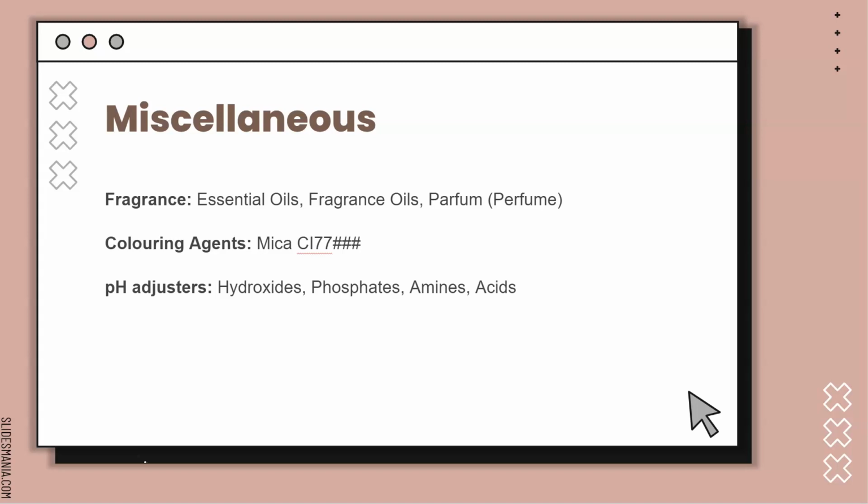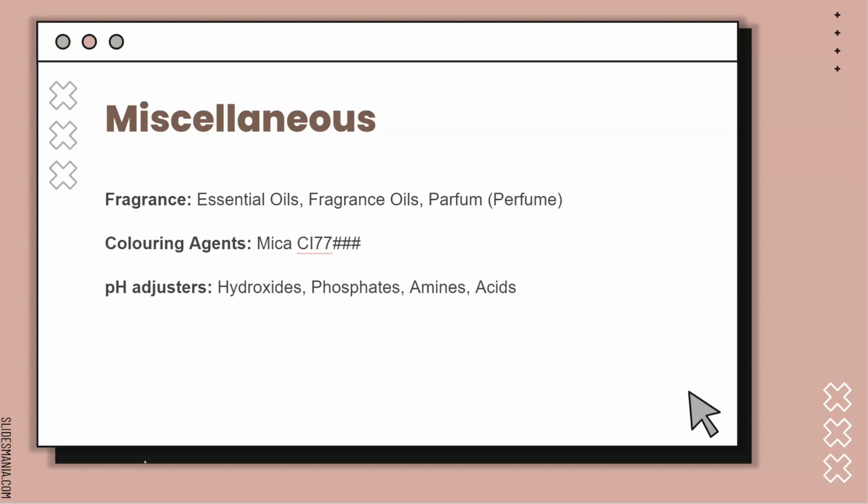Okay, so now we move on to the last group of ingredients. We bunched up other functions that were not discussed before into a single one because these may or may not be included in a formulation compared to others. These can include fragrances, coloring agents, and pH adjusters. Fragrance is a catch-all phrase for anything that's aromatic.